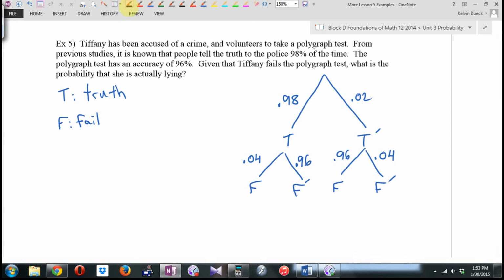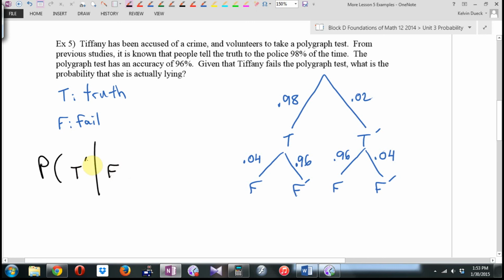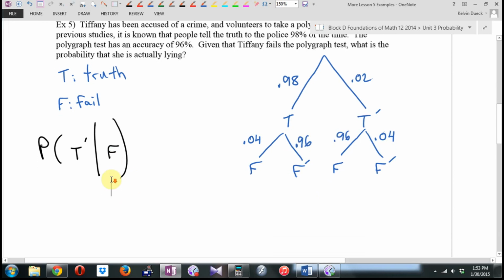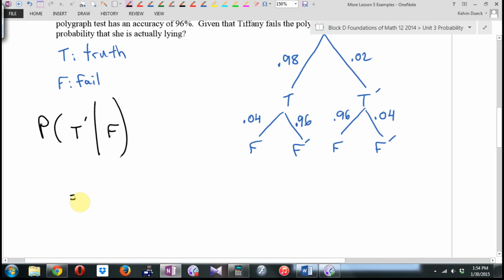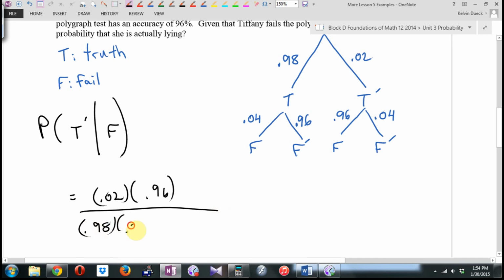All right, now let's translate the statement. Given that she fails. Find not true. Which is going to be both over the given one. Which branch has both not true and F? 0.02 and 0.96 over. Which branches end in F? Two of them. 0.98 times 0.04, or 0.02 times 0.96. Also, remember I said as a built-in error check, often what's on top will appear on the bottom. It did, so I kind of have a little nerdy smile.